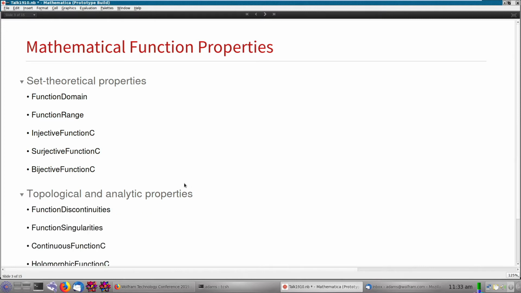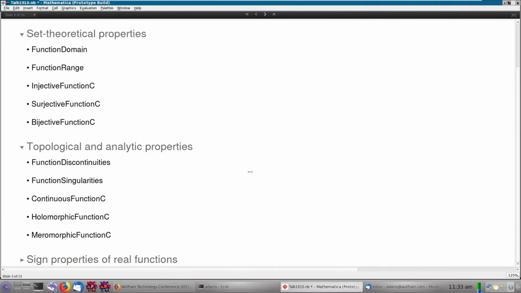And then there is a series of topological and analytic properties. So FunctionDiscontinuities, FunctionSingularities. We'll give a description of the singularity and discontinuity set. And then we have another three C functions: ContinuousFunctionC, HolomorphicFunctionC, and MeromorphicFunctionC.